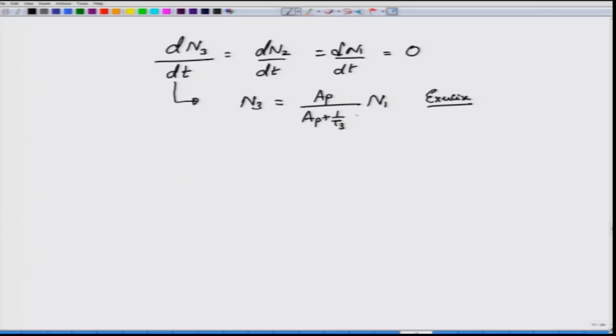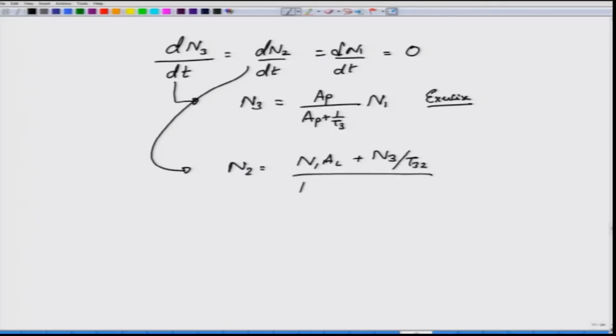So, that delta N, which is the population inversion, will be larger, and you can actually show by setting dN2 by dt equal to 0 that N2 is given by (N1 AL plus N3 by tau 32) divided by (AL plus 1 by tau 21). If there are no additional losses, then the total population density will be the sum of the population levels at levels 1, 2 and 3, and this should remain constant.